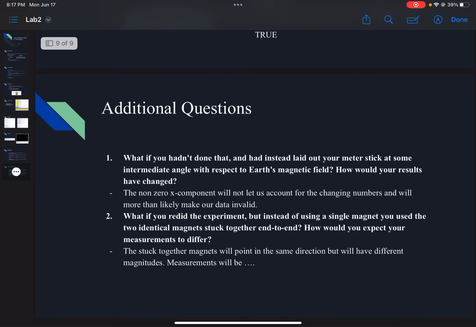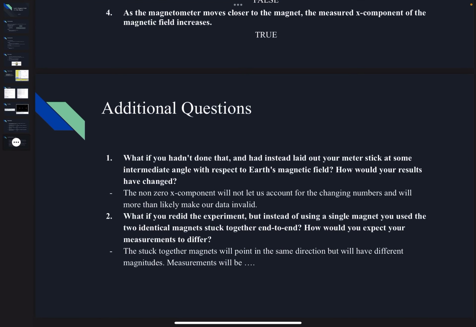And here were our additional questions. At first, what if you hadn't done that and had instead laid out your meter stick at some intermediate angle with respect to Earth's magnetic field? How would your results have changed? The non-zero x component will not let us account for the changing numbers and will more than likely make our data invalid.